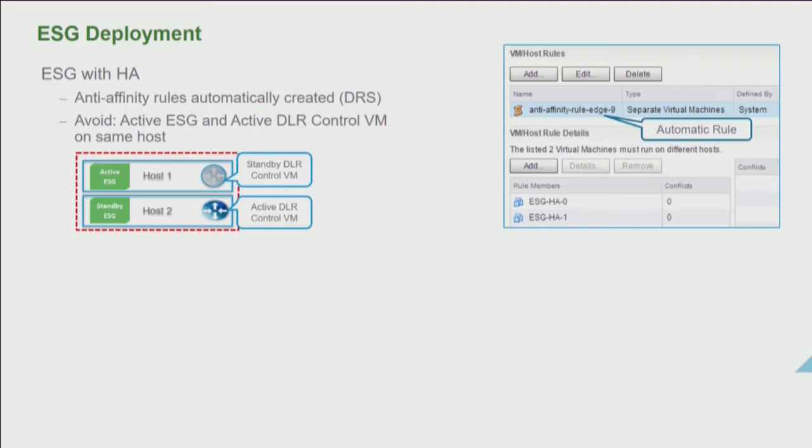So with ESG with HA, all of our anti-affinity rules to keep those active and standby virtual machines on different hosts are going to be created automatically. And a note that we have on here, we want to absolutely make sure that we create DRS anti-affinity rules for our active ESG and our active DLR control VM. Okay, we do not want those on the same host. If they end up on the same host and that host ends up having a failure, we will actually start to drop traffic.